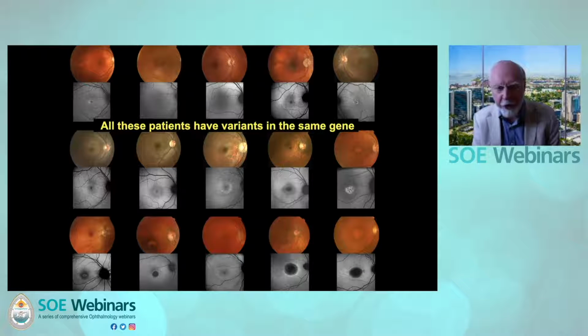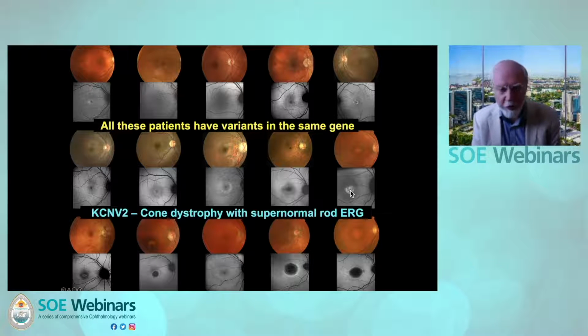All of these patients have variants in the same gene. Some have normal fundi, some have a bullseye type lesion. When we look at the autofluorescence, mostly foveal abnormalities, some with frank hypoautofluorescence, some with a ring of hyperautofluorescence surrounding the fovea, some with speckled hyper and hypoautofluorescence of the fovea, and they're all different, and they all have the same disease. They all have cone dystrophy with supernormal rod ERG and variants in KCNV2.